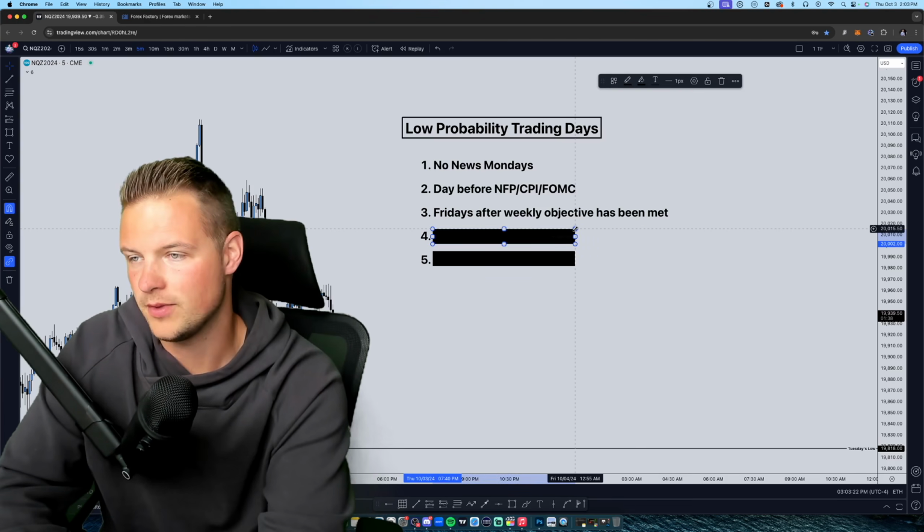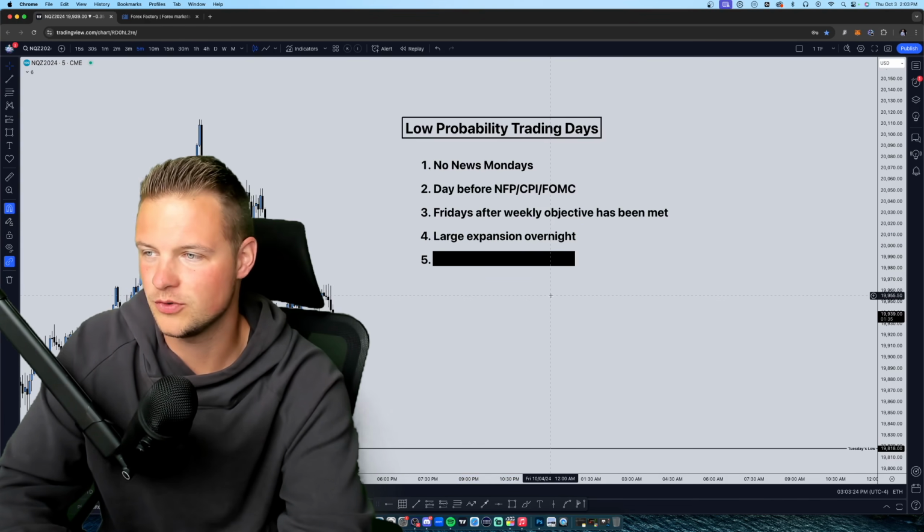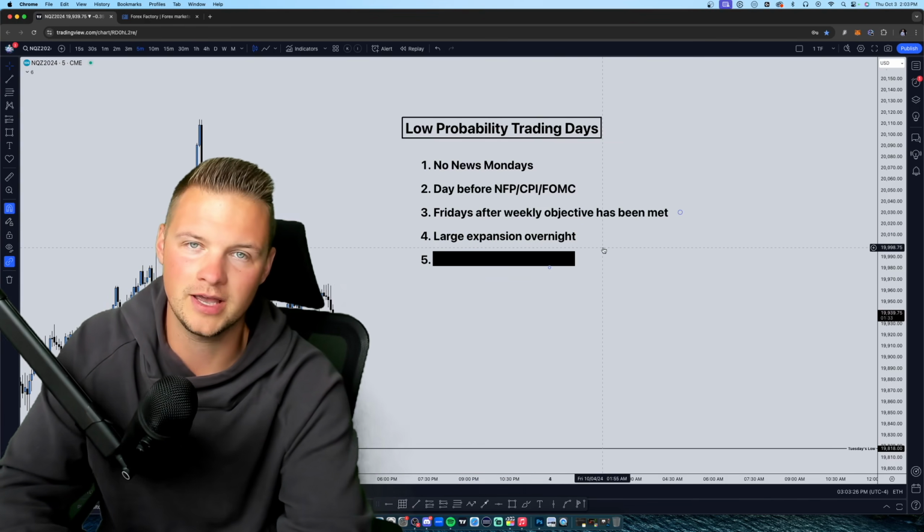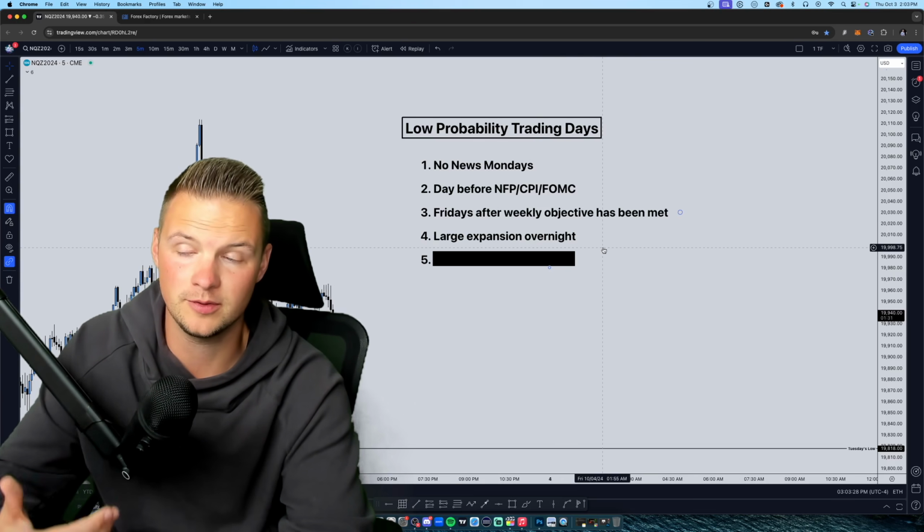Low probability day numero cuatro, we have large expansion overnight. And this is not something that is talked about nearly enough, in my opinion.